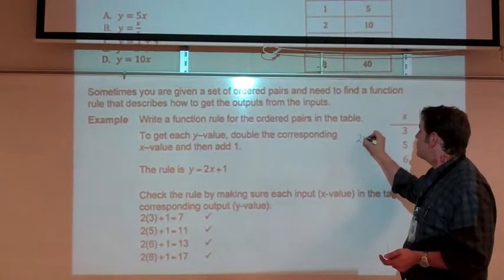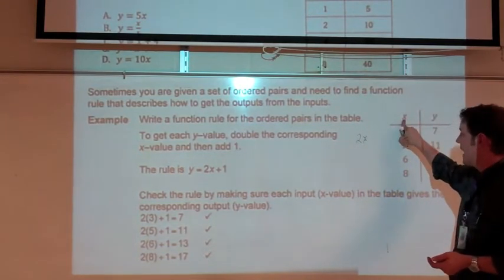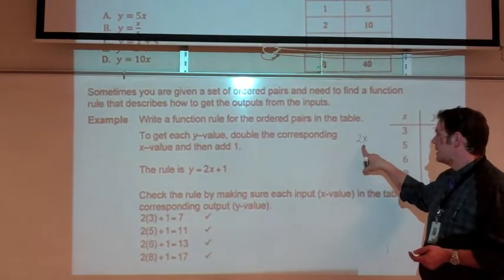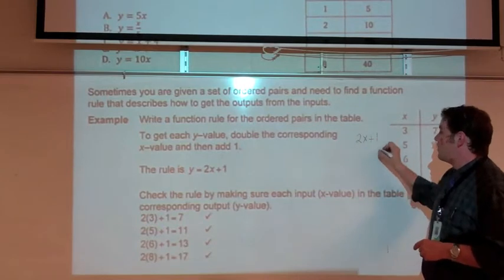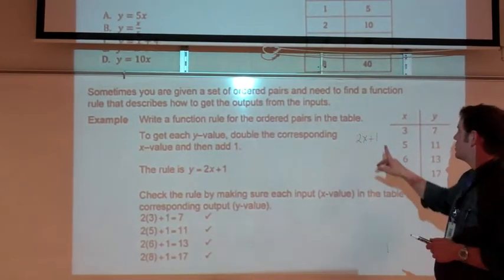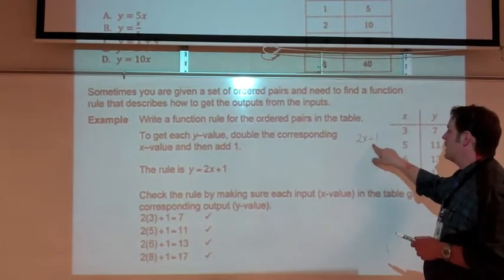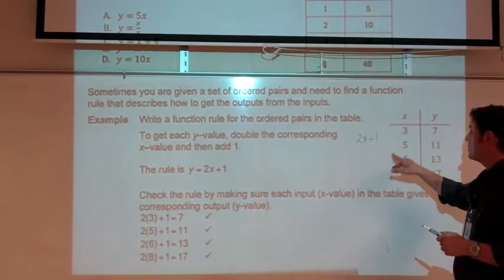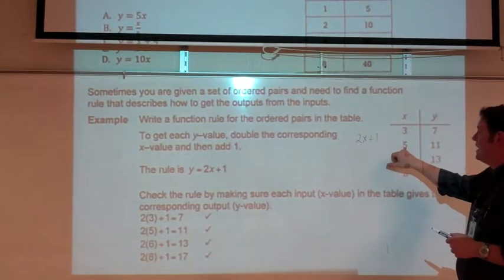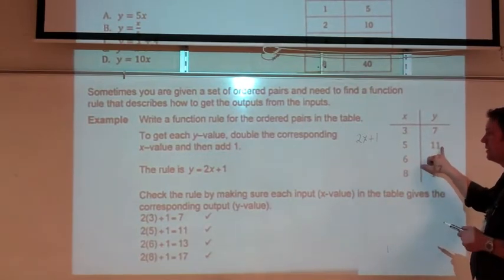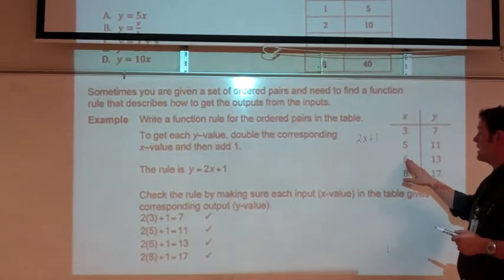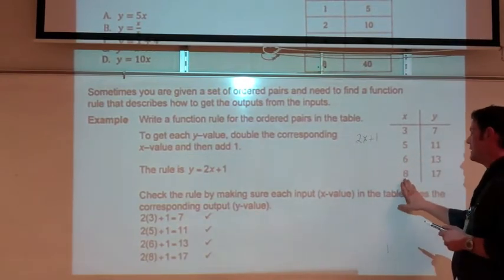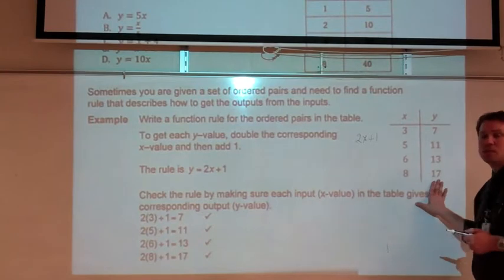So we're going to say 2 times our input, which is x. That gives me 6, because 2 times 3 is 6. And to get to 7, I have to add 1 more to it. So 2 times 3, which is 6, plus 1 gives me 7. Good. Now let's see if that works for the next one. 2 times 5 is 10, plus 1 gives me 11. All right. 2 times 6 is 12, plus 1 gives me 13. And 2 times 8, which is 16, plus 1 equals 17.